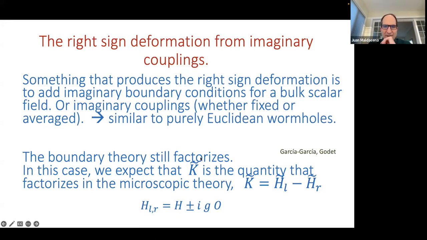And here the boundary theory completely factorizes, and in this case we expect that this operator K tilde, which would be the quantity that factorizes in the boundary theory, where H tilde left and right would be H plus or minus some imaginary coupling times O, where O is a Hermitian operator. In this case, there's a computation very similar, essentially the computation that was done in this paper shows that this quantity factorizes.